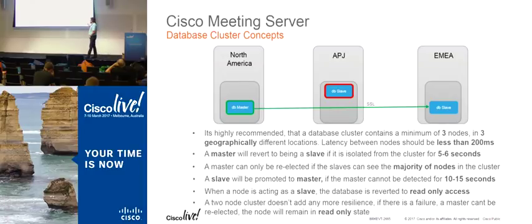And therefore, a 2-node cluster does not add any more resilience, because in the event of a failure, the other node or the slave node can only see 1/2 of what's left. Therefore, it can't renominate to be a master. So a minimum of 3 nodes in 3 separate locations is required.